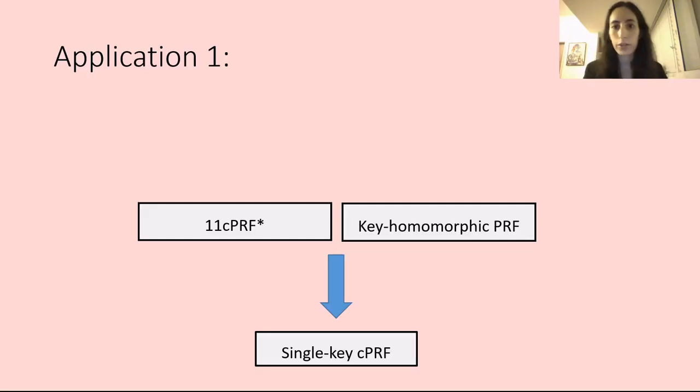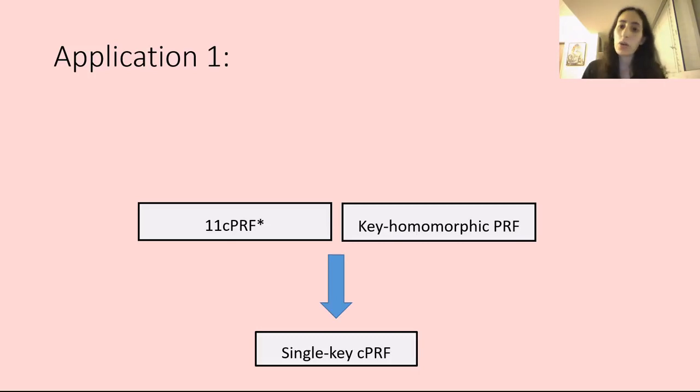Okay, so now let's move on to some applications. So the first application would be the following. Suppose that we have a 1-1 constraint PRF star, which I will explain in a minute what I mean by this star. And in addition, we have some key homomorphic PRF, which I'll also explain in a minute what it means. Then we can get a standard constraint PRF for a single key, which means that we can move from the single query to polynomially many queries, like in any constraint PRF.